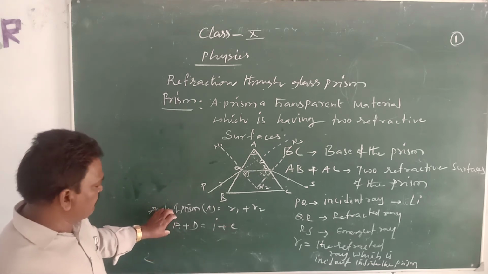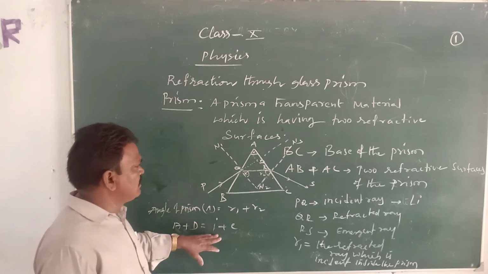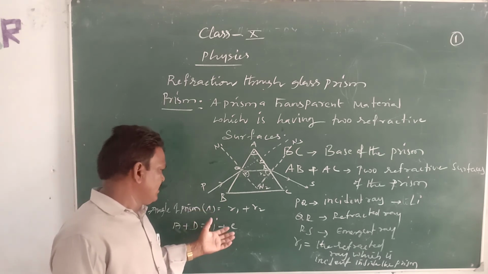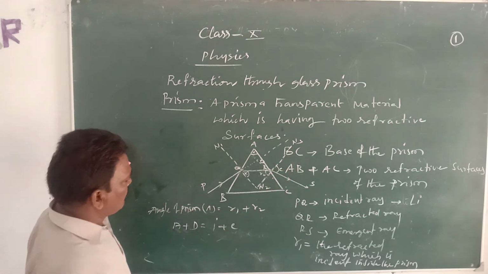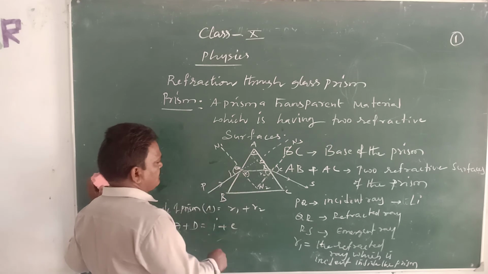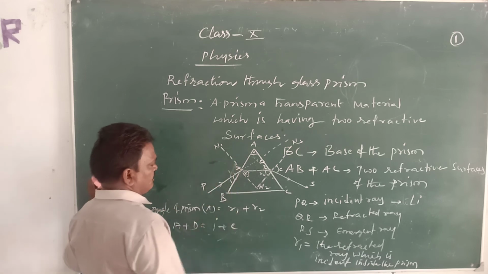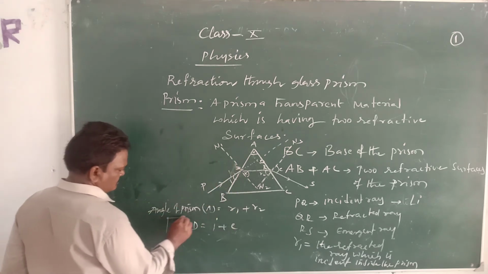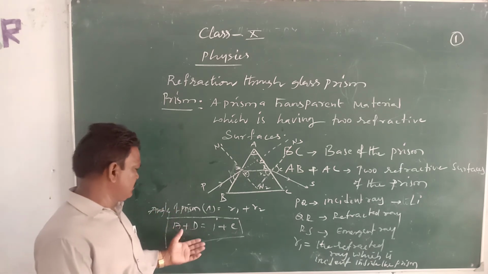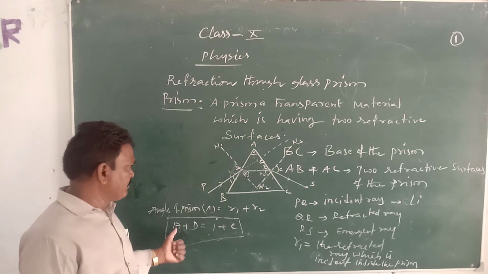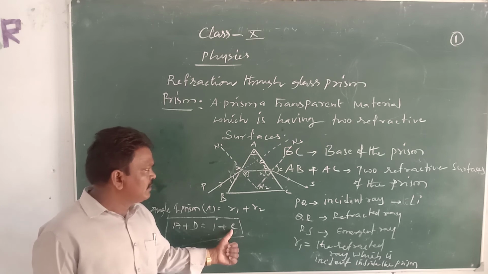A is the angle of the prism, D is the angle of deviation, I is the angle of incidence, and E is the angle of emergence. This relation will help us find the angle of deviation, using the angle of prism, angle of incidence, and angle of emergent ray.